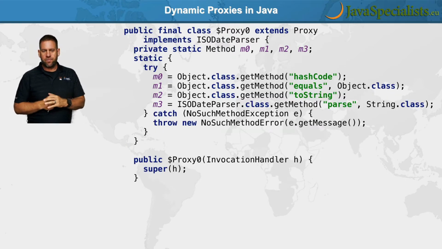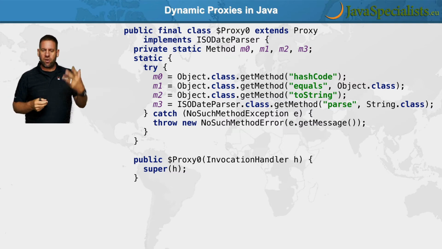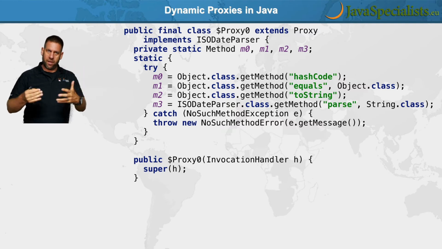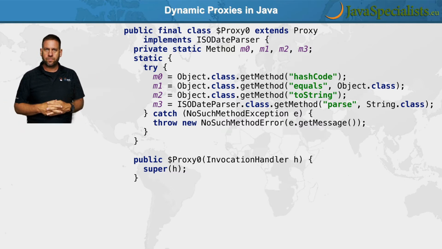And this is what is generated. It's a public final class $Proxy0. So it's final, we cannot extend it further. It extends Proxy, which means it's a class that extends java.lang.reflect.Proxy, and therefore we can't extend other classes because Java does not support multiple class inheritance. Because it doesn't support multiple class inheritance, we cannot proxy classes, we can only proxy interfaces. And it implements ISODateParser. So it is an ISODateParser as well.